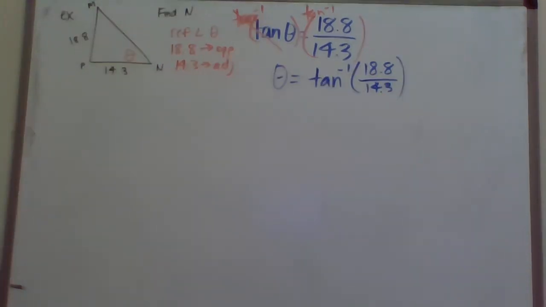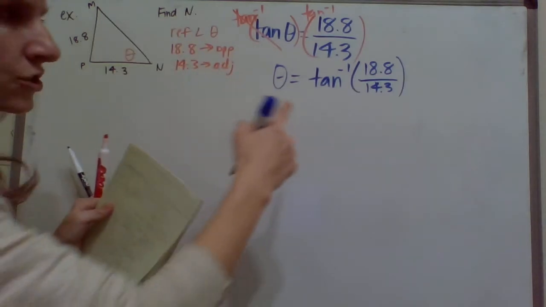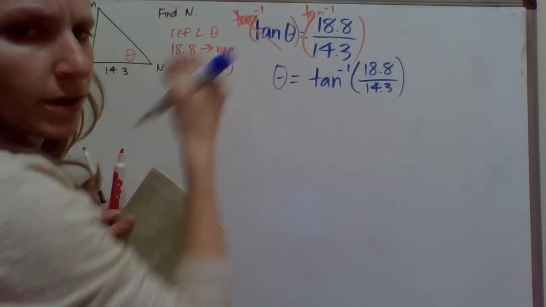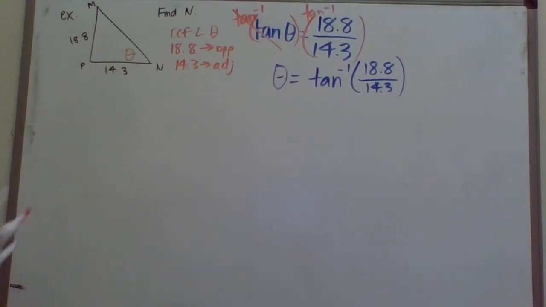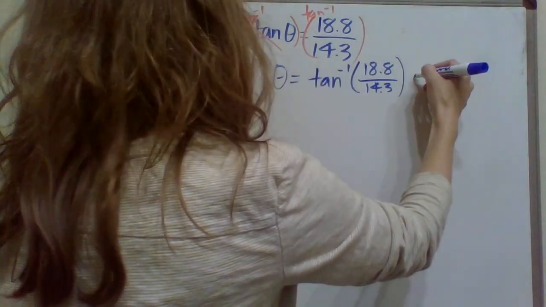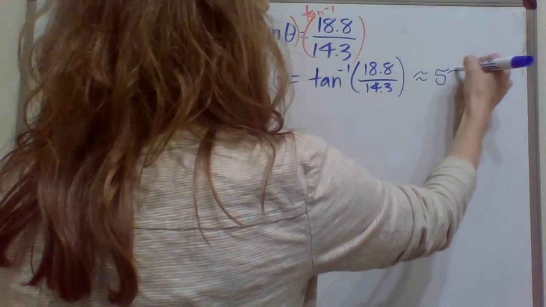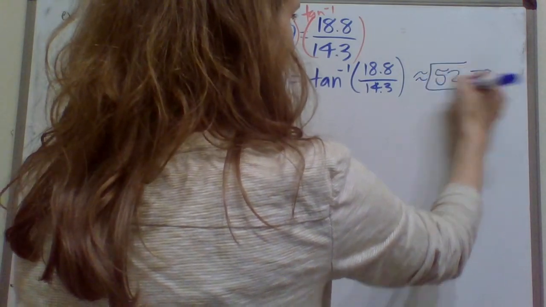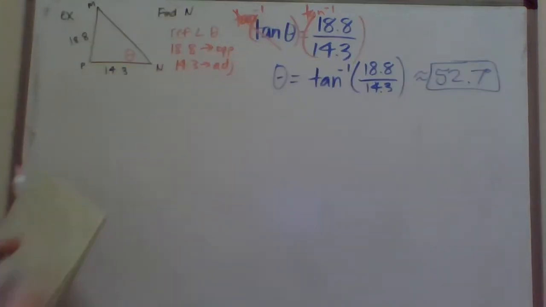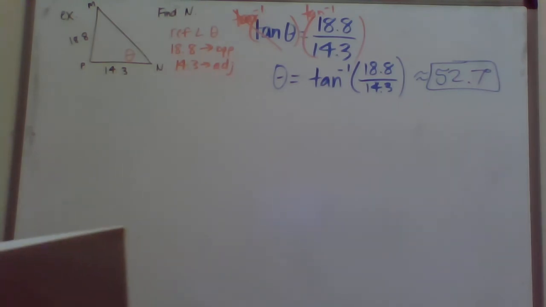And then if you type that into your calculator, if you hit second tangent, make sure you do second tangent, because it'll bring up the inverse of 18.8 over 14.3. You should end up with theta is approximately 52.7 degrees, or angle N, rather, is about 52.7 degrees. So that's just solving for one angle.